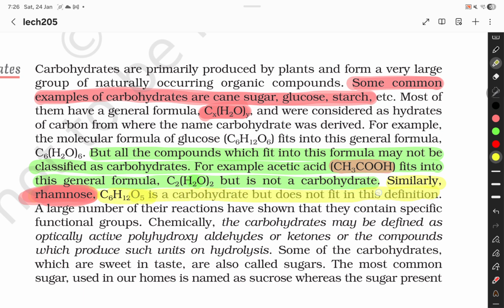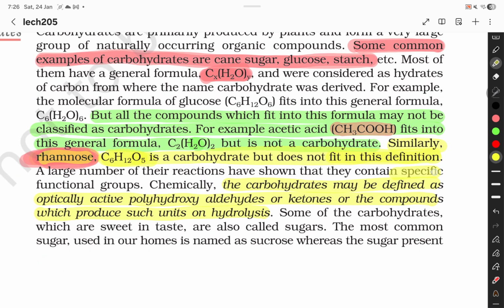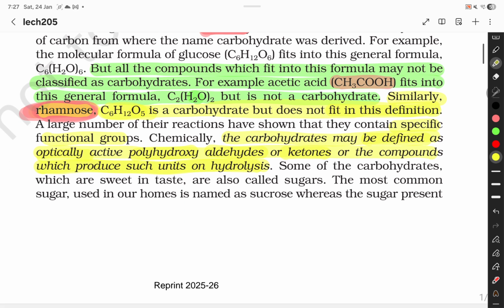C6H12O5, like that is rhamnose, that doesn't fit this definition. They contain specific functional groups. They can be defined as optically active polyhydroxy aldehydes or ketones, or compounds which produce such units on hydrolysis.